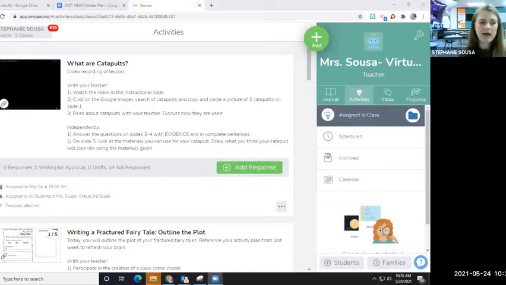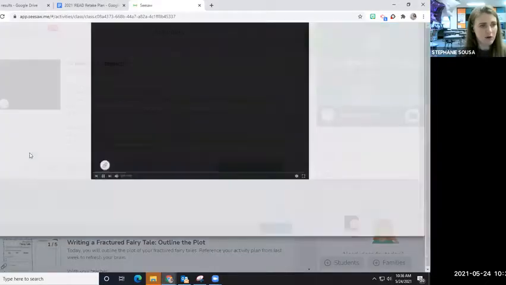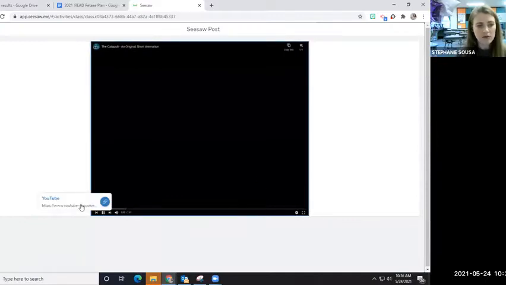If you would, please go ahead and hop to that activity on Seesaw called What Are Catapults? If you don't see it, click on the light bulb. That will refresh your feed and you will see it there. It says with your teacher, watch the video in the instructional slides. Click on the Google Images search of catapults and copy and paste a picture of 3 catapults and read about catapults with me. While you're pulling up your response, I'm going to go ahead and play our video. What are catapults? Here you go.